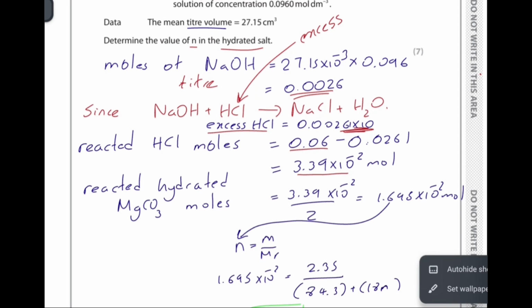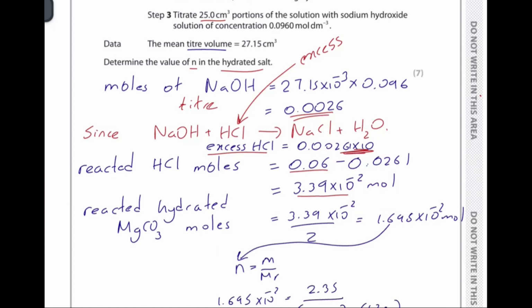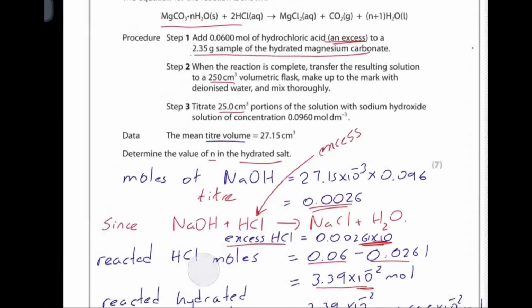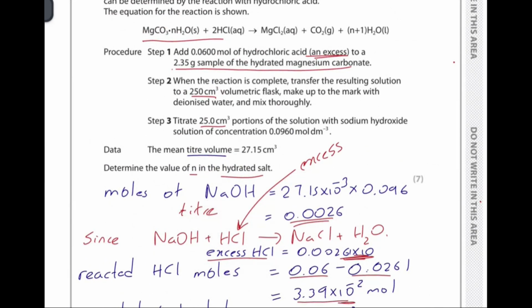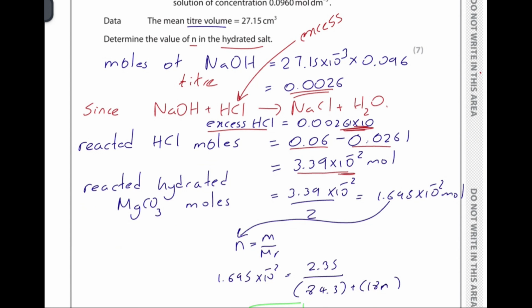So to find out the moles of reacted HCl, we should subtract the excess HCl from the initial number of moles of HCl, right? So we will get 3.39 × 10^-2 moles. So using that, we can find out how many moles of magnesium carbonate reacted in the reaction. So we should use stoichiometry. Stoichiometry is 1 to 2. So we should divide the moles of HCl by 2 to find out the moles of magnesium carbonate. So we will get 1.695 × 10^-2 moles.